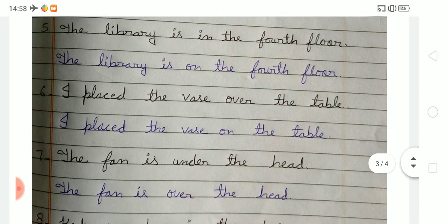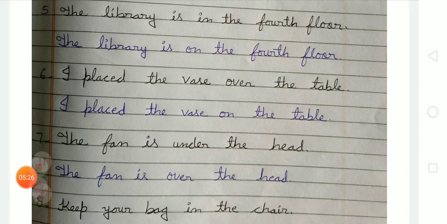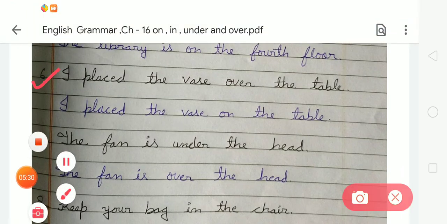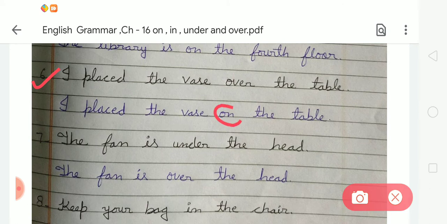Now come to the next. Number 6. In number 6, I placed the vase over the table. I placed the vase over the table. So we have to write this sentence in the correct way. I placed the vase on the table. We have to use on. Okay. We have to use on in the place of over. So, I placed the vase on the table.